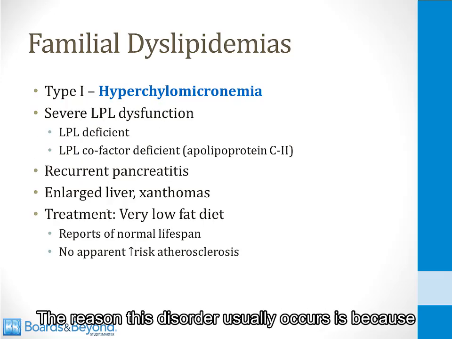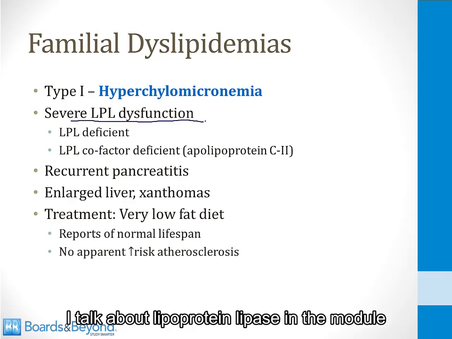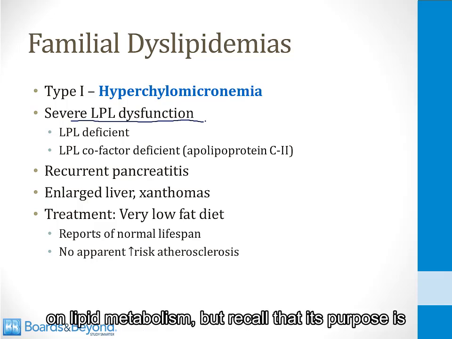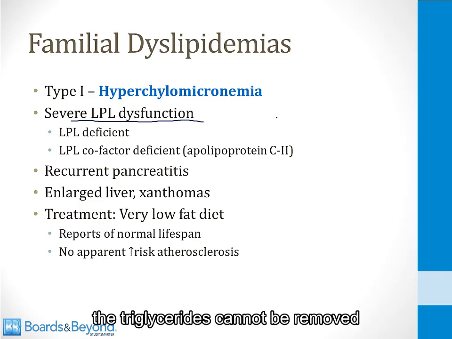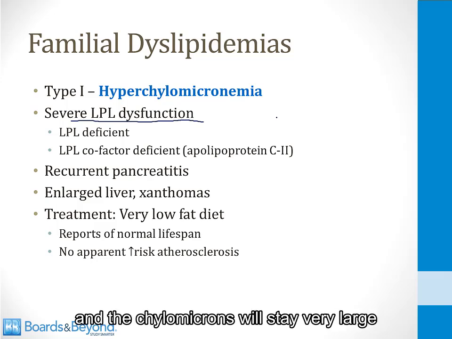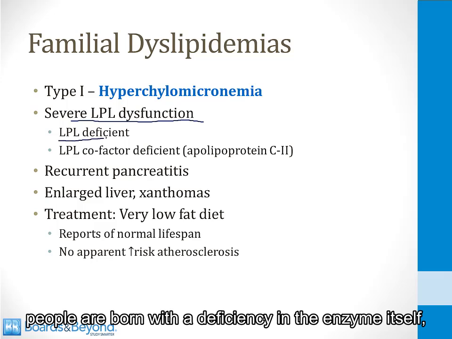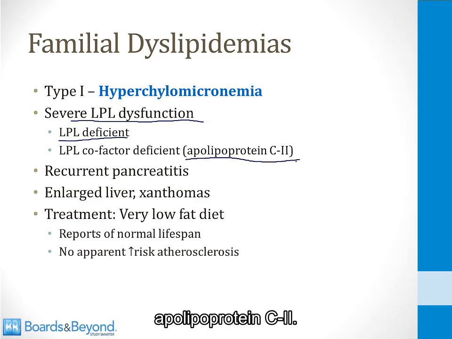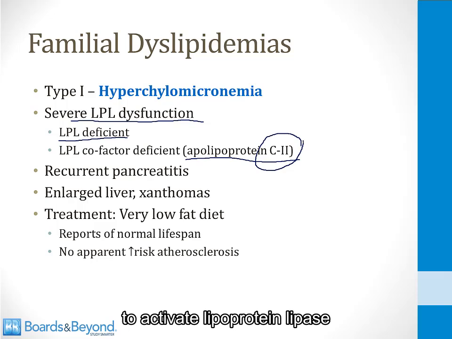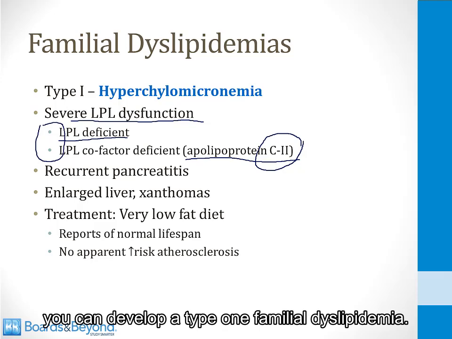The reason this disorder usually occurs is because there is a severe deficiency in the enzyme lipoprotein lipase. I talk about lipoprotein lipase in the module on lipid metabolism, but recall that its purpose is to remove triglycerides from chylomicrons. So if it is not working, the triglycerides cannot be removed and the chylomicrons will stay very large and full of triglycerides. This can happen either because people are born with a deficiency in the enzyme itself or because they are deficient in the cofactor apolipoprotein C2. Recall that C2 is necessary to activate lipoprotein lipase. So if either of these things are abnormal, you can develop a type 1 familial dyslipidemia.